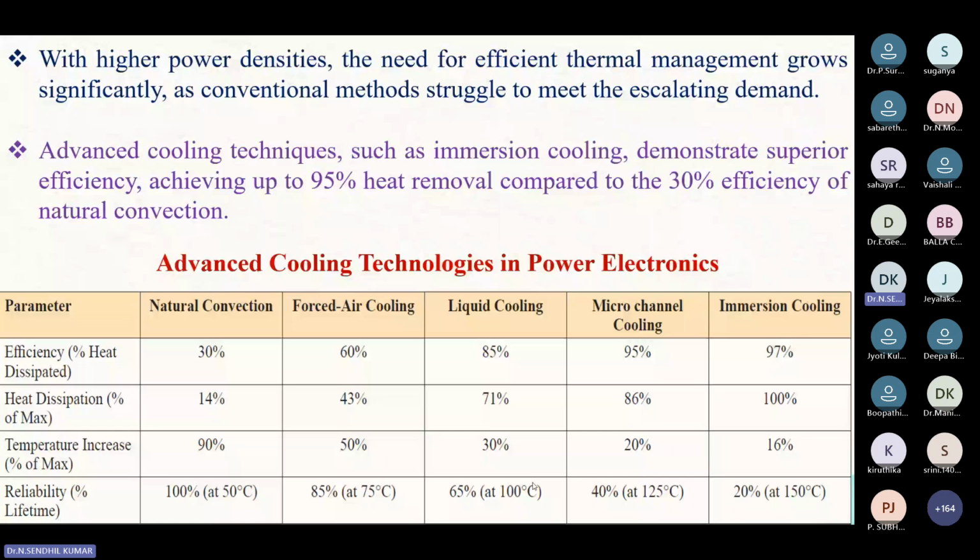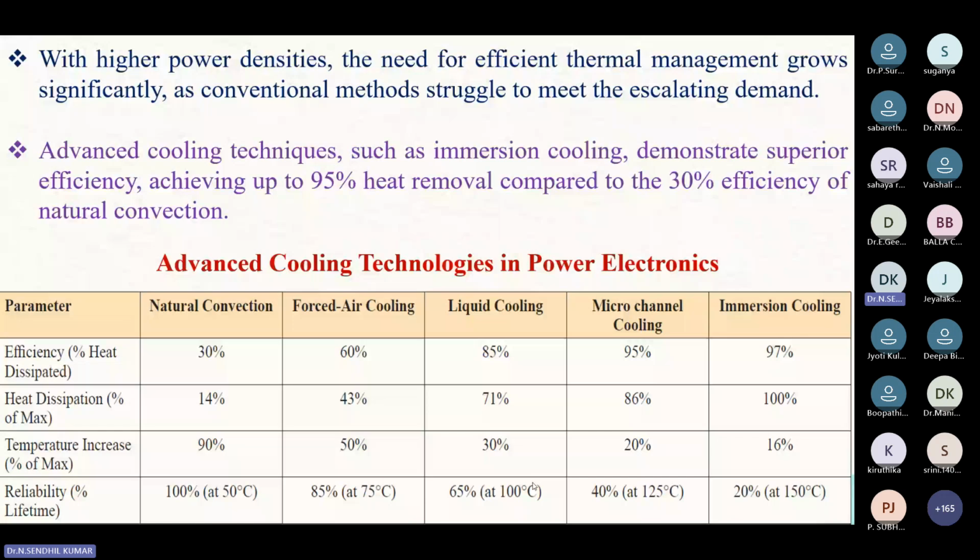So the reliability lifetime will vary from temperature to temperature, at low, medium and high temperature. At high temperature the reliability case also will be there. So immersion cooling techniques in a small area will be good actually. Forced convection, liquid cooling and micro channel: the efficiency of forced convection is around 60%, liquid cooling around 85% heat dissipated, and micro channel is 95%.